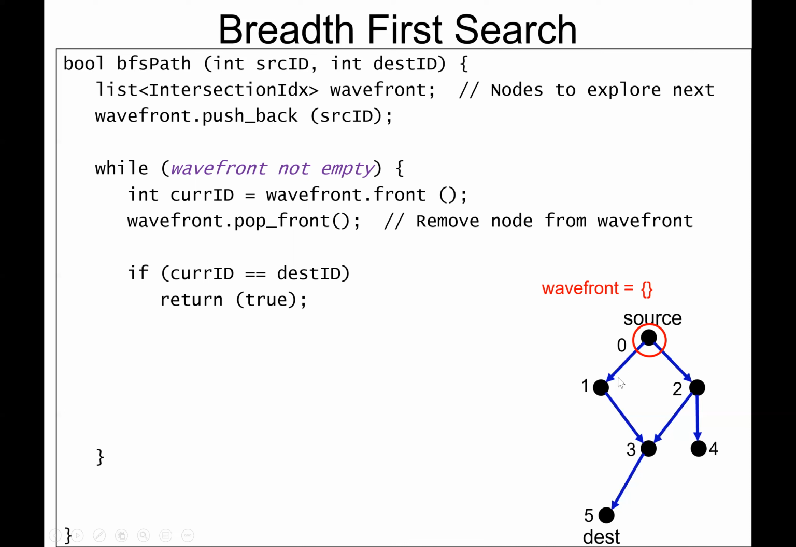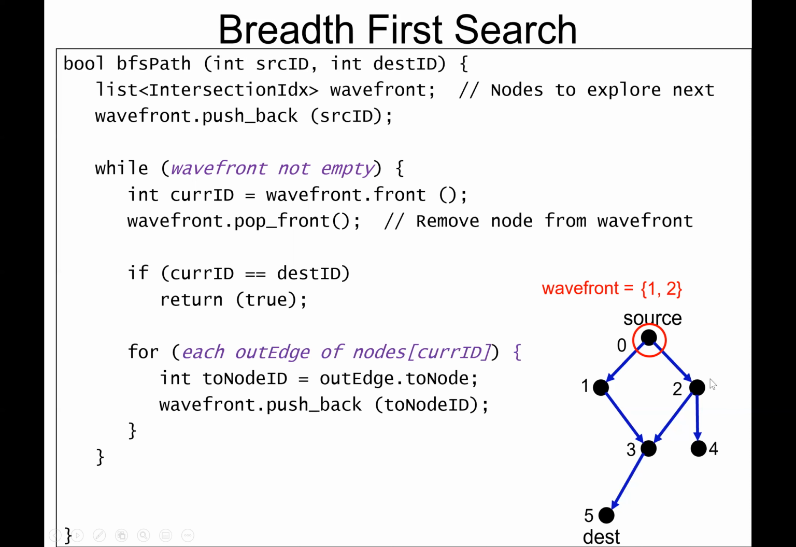We're basically going to take every node that we can reach with one edge, so one street segment, and we're going to put it in our wavefront. And that's what's going to get us this next level down here. So for every outgoing edge of that current node, we're going to find where it goes, what's the to node or to intersection, and we're going to push it at the back of the wavefront. So after we've gone through this loop, node zero can reach nodes one and two with one street segment. So the wavefront has both those things in it.